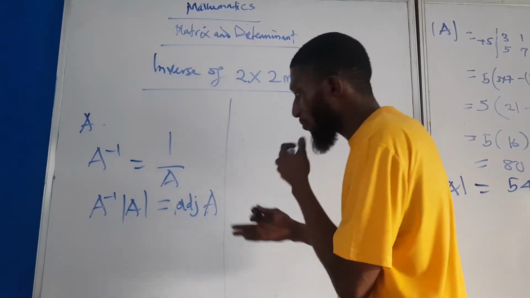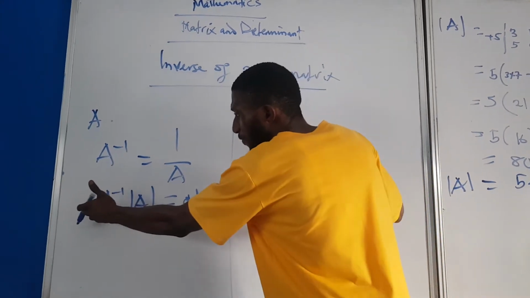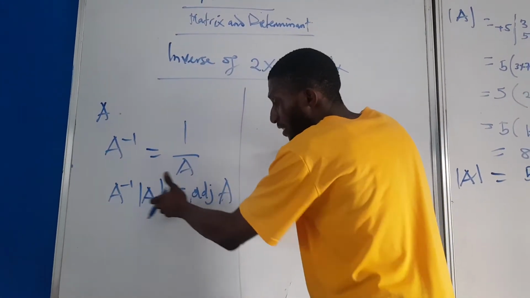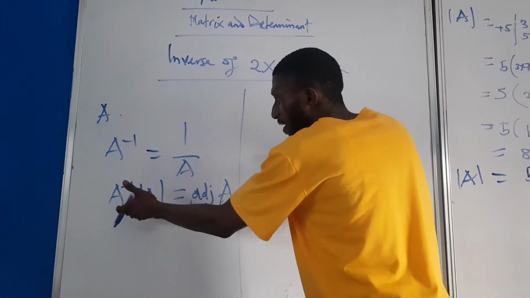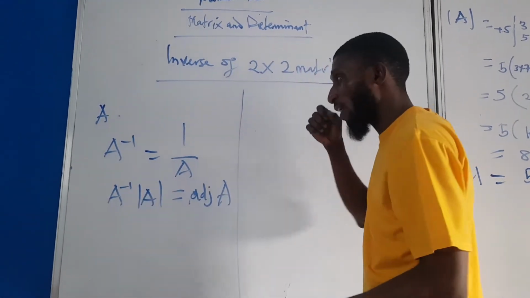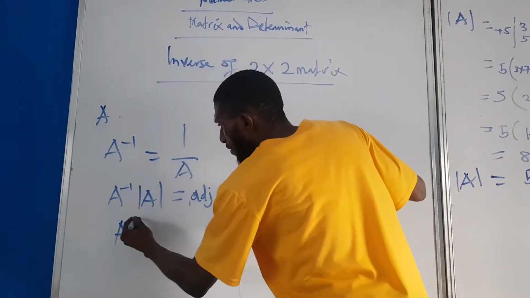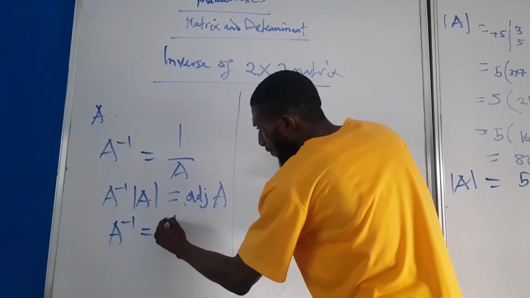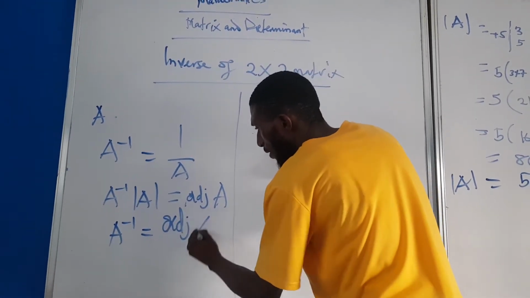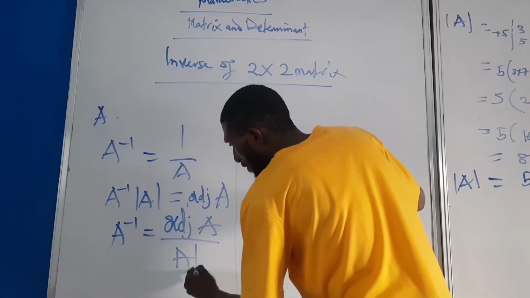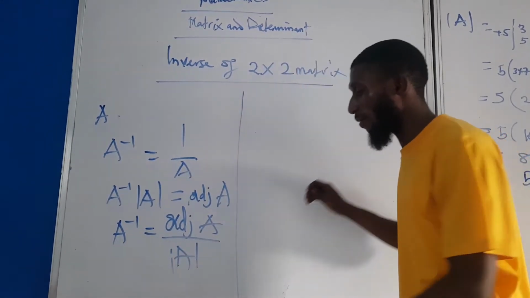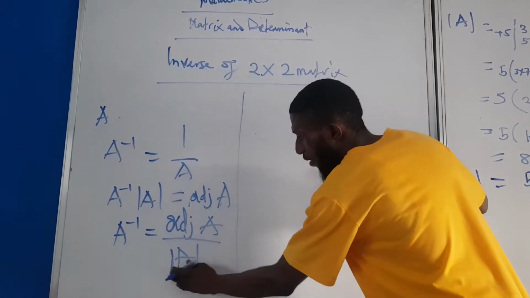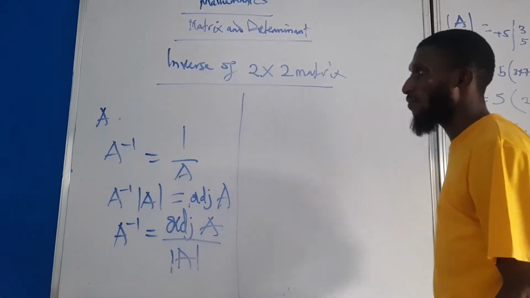Then from there we conclude that, instead of using this, we can find the inverse by dividing both sides by what? The determinant of A. If we divide this side with the determinant of A, we have A inverse equals adjoint A over A determinant, and that is the most widely used formula for finding the inverse of A.